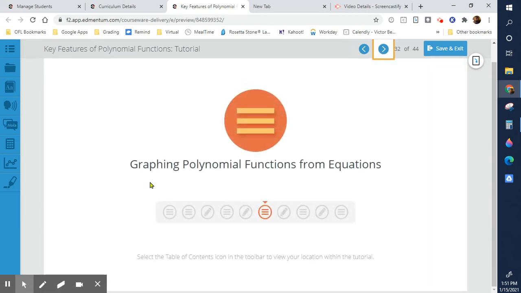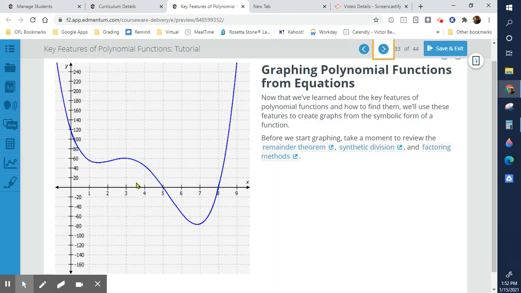So this next one, we're going to be talking about graphing polynomial functions from equations. So we're going to talk about how to graph these functions using remainder theorem, synthetic division, and factoring. Factoring is going to help us out a lot for finding these zeros. Synthetic division is going to help us get to factoring. Remainder theorem is this idea. Remainder theorem and synthetic division kind of go together. So if the remainder is 0, that means we found a factor, essentially.